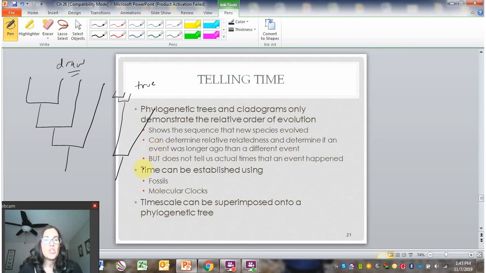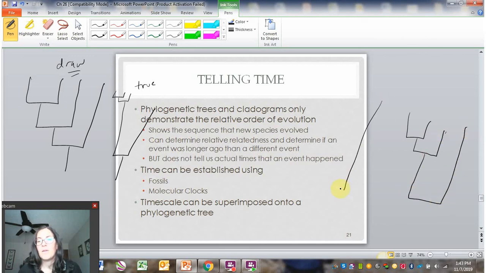If we want to have time reflected in our phylogenetic tree, we have to measure time in a different way and then superimpose it. So many of our phylogenetic trees will reflect time by having a time scale over next to them. So if a cladogram or a phylogenetic tree is reflecting real time, you should see a time scale over to one side of it to show how long things took. And so how do we get that time scale? The time scale comes from fossils.